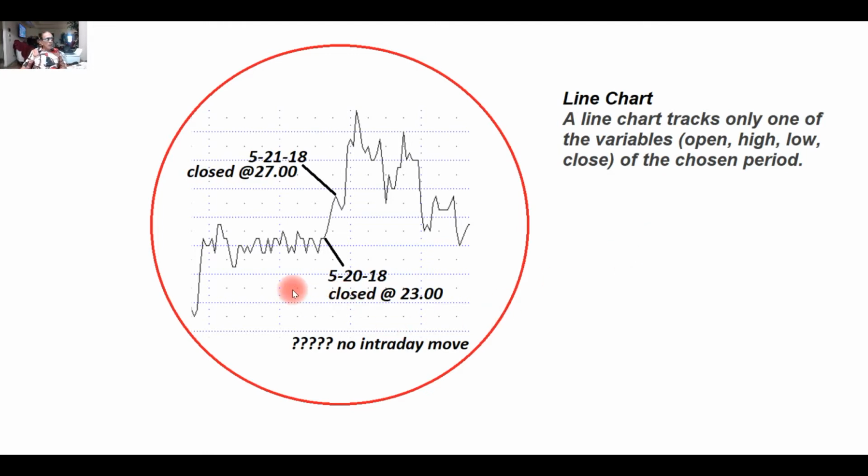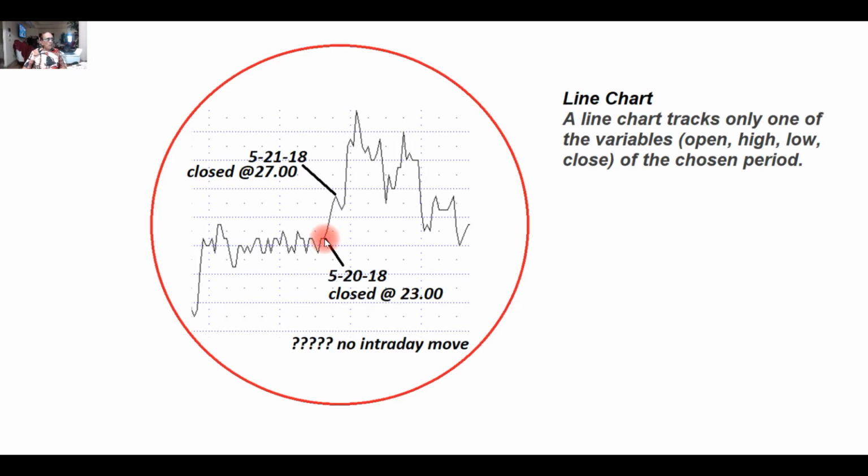So here we're going to look at May 20, 2018. It closed at $23 right here. All we know is that from the day of May 19, it was the same, because it's right here. You can see that it's a flat line that moves sideways. So the price did not change.